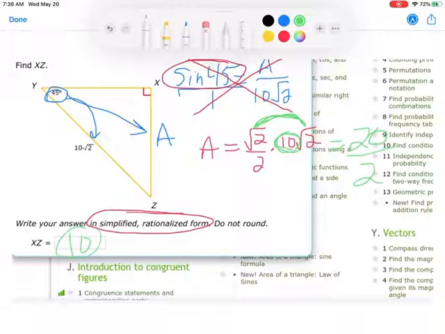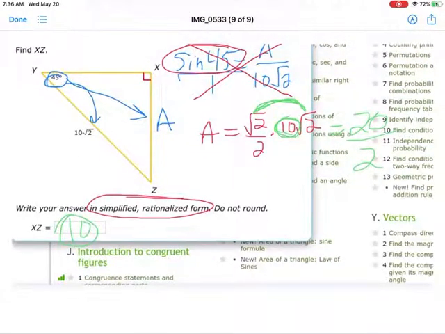Yay! That is the simplified, rationalized form. And I think that was the last one. Yep, that's the last one.